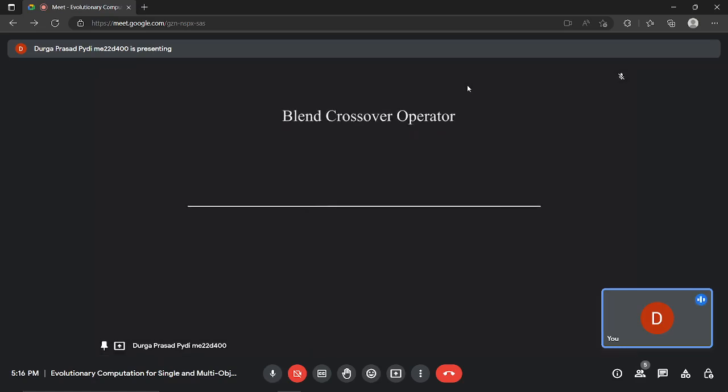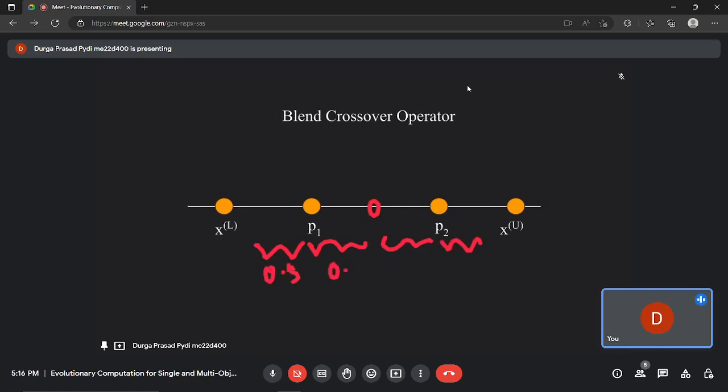The next one is a blend crossover operator. As we have seen in the previous case, we have just taken a given value between P1 and P2. So once your P1 and P2 are given and the limits are given, what we have essentially done is we have considered all of them equidistant from P1, P2, everything scaled by a factor of 0.5. Which means all of the values within this range are given equal probability, which shouldn't always be the case.